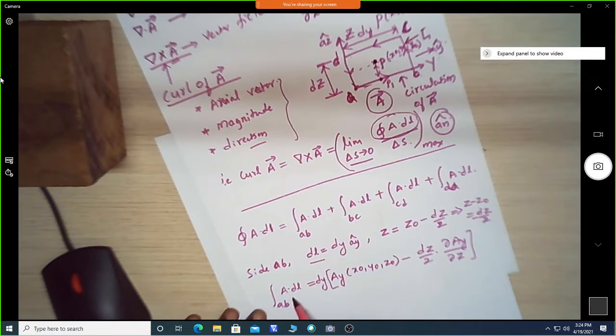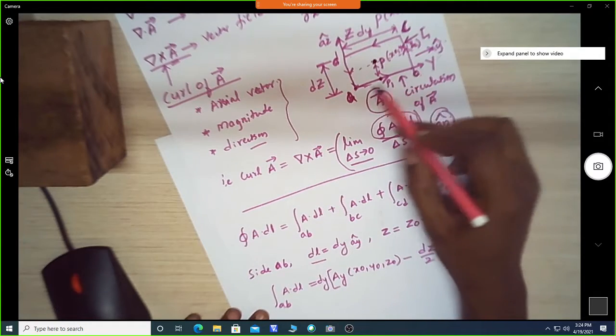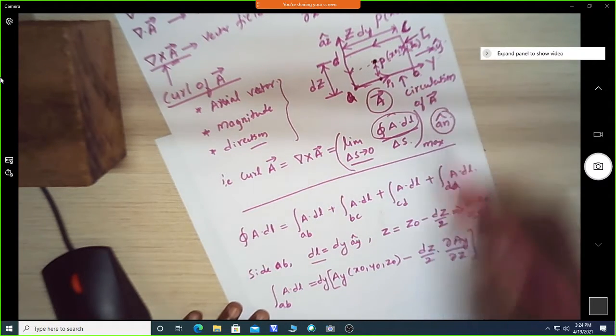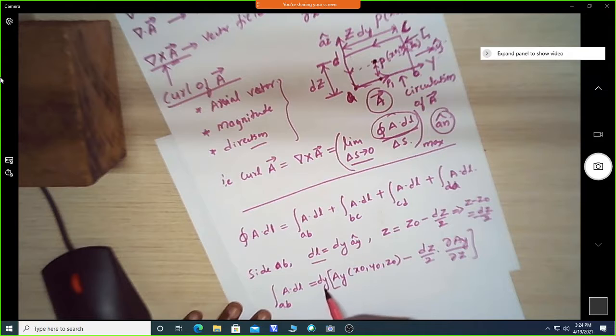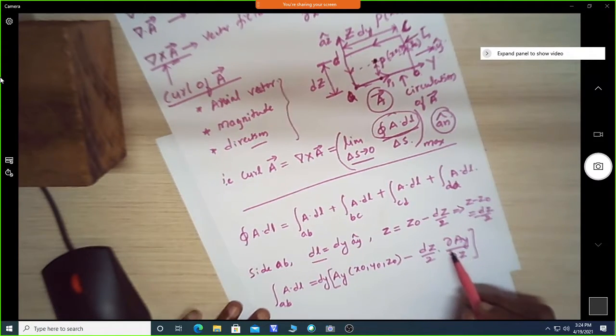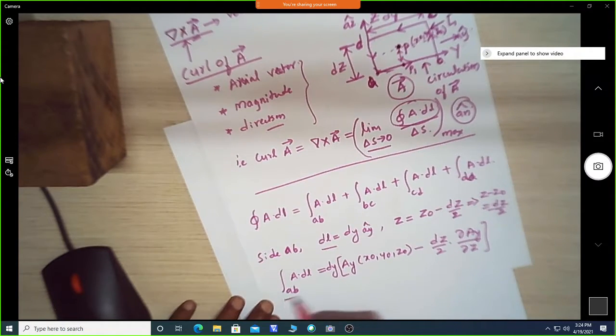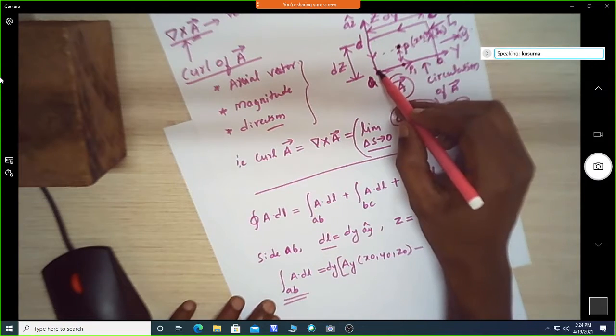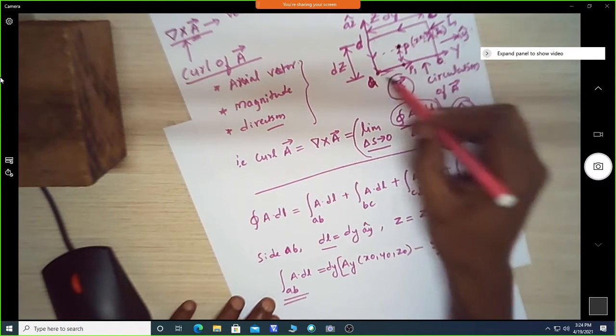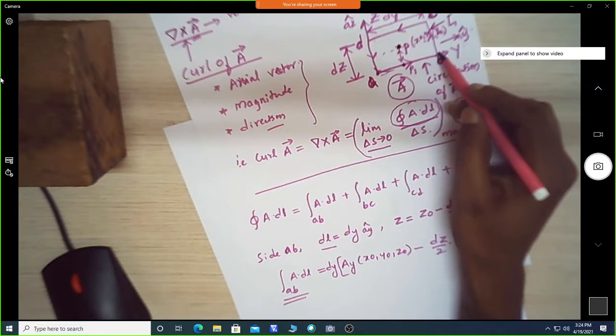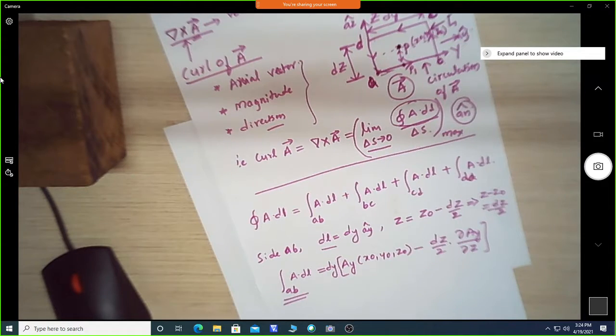So that is what we are considering here for A dot dl in the direction of y, that is dy. If I multiply that, you will get only this component. So this is about the line segment AB. Similarly, we have to do this for the other line segments, which are BC, CD and DA.